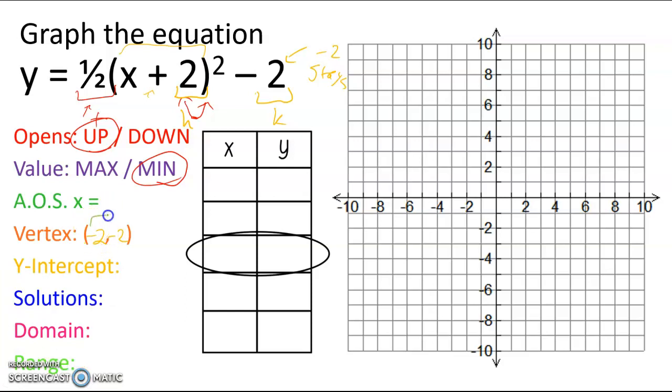All right, now because it gives us the vertex, axis of symmetry is essentially x equals the x value of our vertex, which is the negative 2. So it's going to be x equals negative 2.